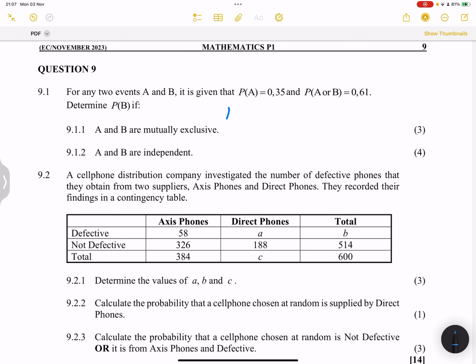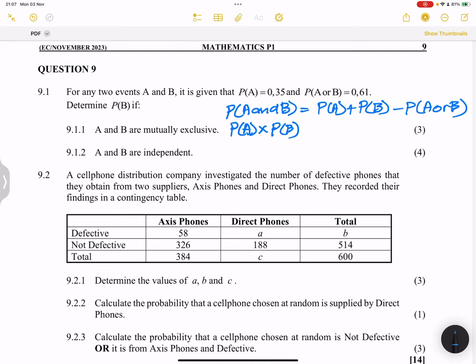So let's write down our general principle again. And what does it say? Probability of A and B equal to probability of A plus the probability of B minus the probability of A or B. Right, let's go for it. So this is going to be probability of A times the probability of B, because the events are said to be independent. That's equal to probability of A plus probability of B minus the probability of A or B.